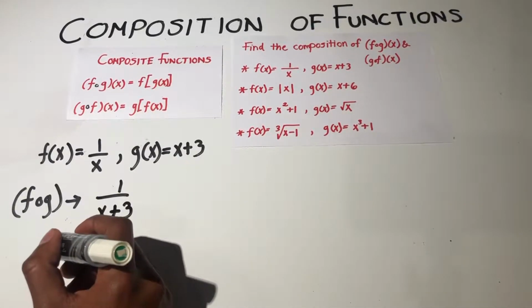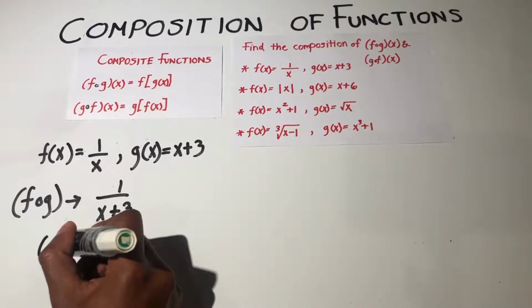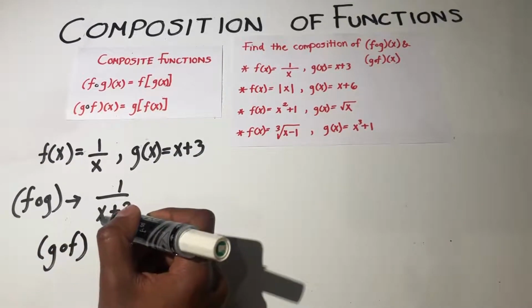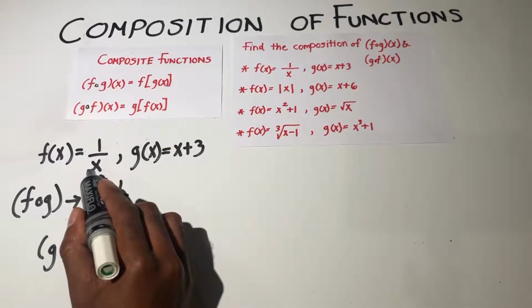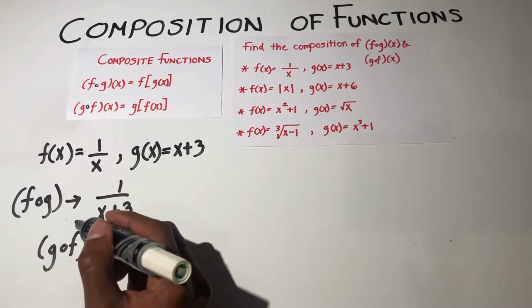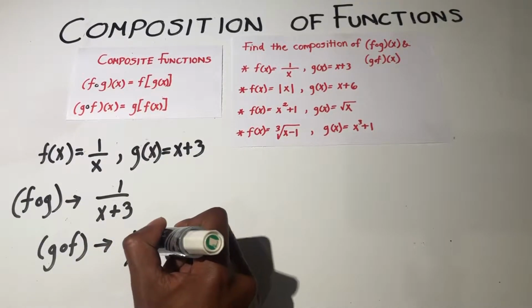And then we have g of f of x, so we take f of x and plug it in for the x in g of x. That's just going to give us 1 over x plus 3.